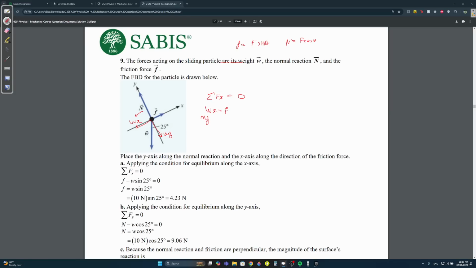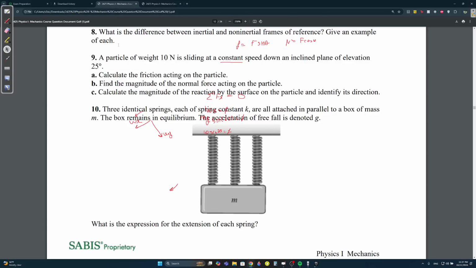So mg sine of 25 degrees is equal to friction. And mg is just the weight. I think they said the weight is 10. I don't have to write mg, I could have just written W sine 25. 10 sine 25 is equal to friction. Again, in the written, this won't slide. You have to draw the FPD. But because I'm going to do many questions like this later, I'm not going to draw.